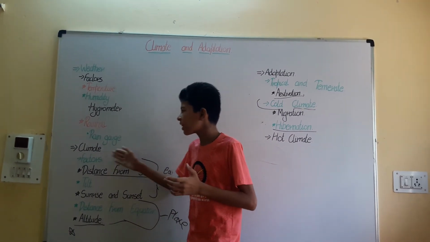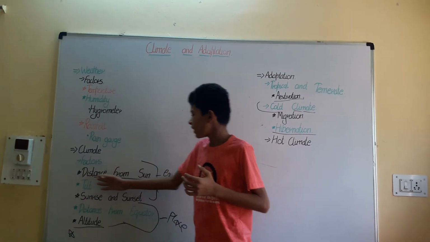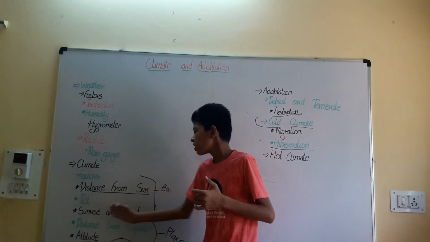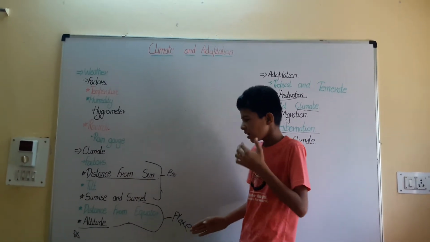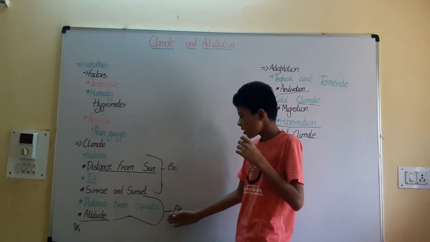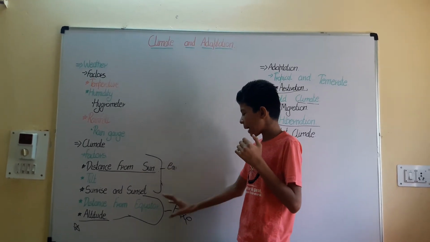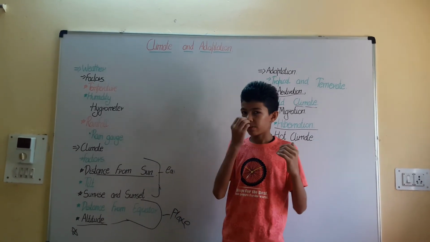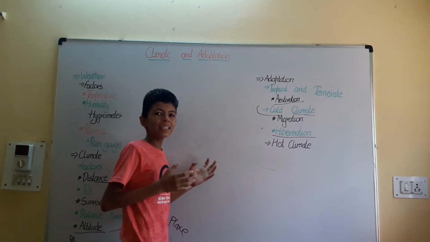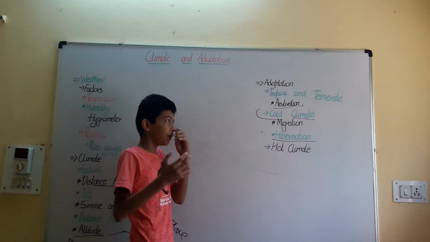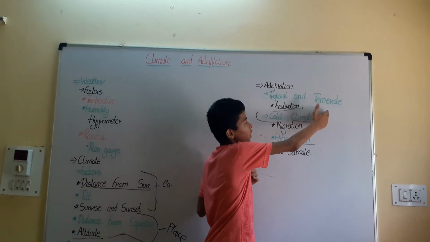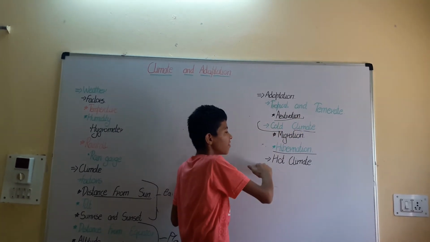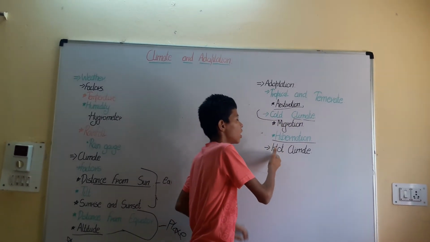What are the factors affecting the climate? The factors affecting the climate of the whole earth are the distance from the sun, the tilt of the earth, and sunrise and sunset. The factors affecting the climate of a place are distance from the equator, altitude and the distance from water bodies. Then we learned how plants and animals adapt in the tropical and temperate forest. Then we learned about adaptation in cold climate, and last but not the least, we learned about the hot climate.